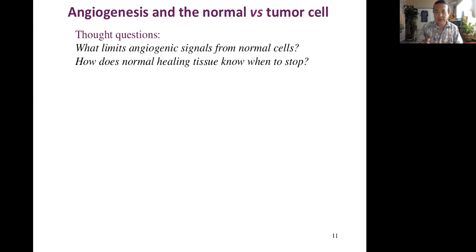So what limits angiogenic signals from normal cells, right? So what's keeping normal tissues from always signaling for more capillaries to grow? And how do normal healing tissues, after a wound is being healed, how does the wound or the healed tissue know when to stop stimulating new capillaries to grow?